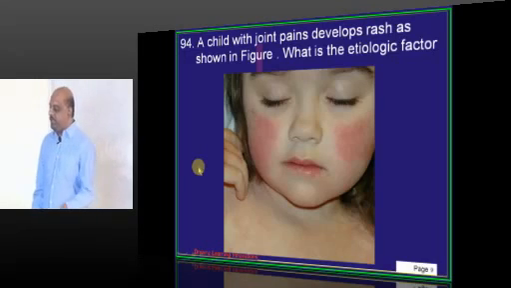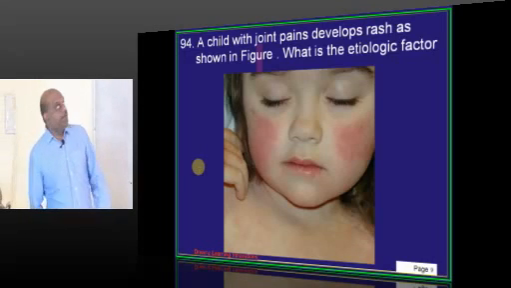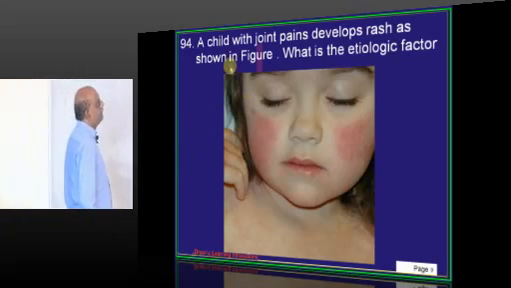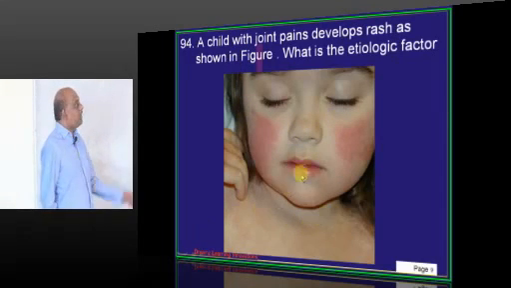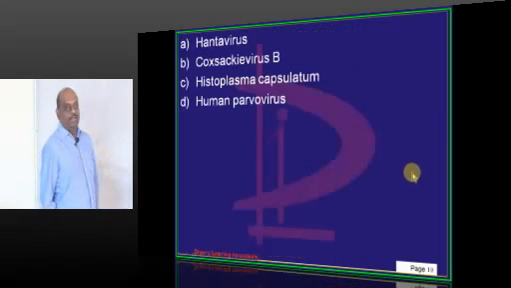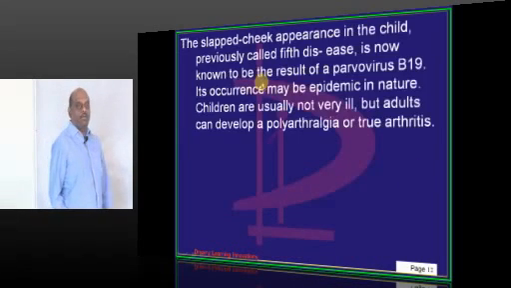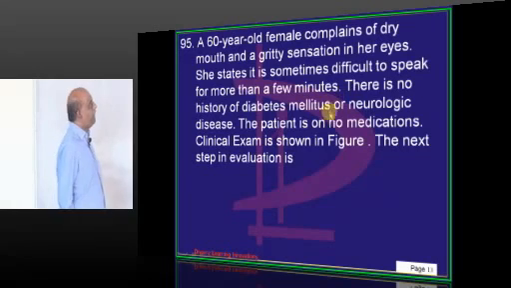A child has developed a rash, and what is the etiological factor for this rash? It's called slapped cheek appearance, which is typically seen with the human parvovirus, which needs to be remembered.